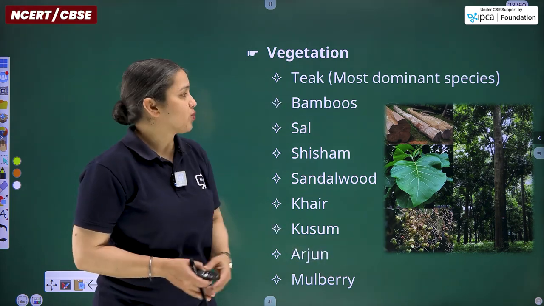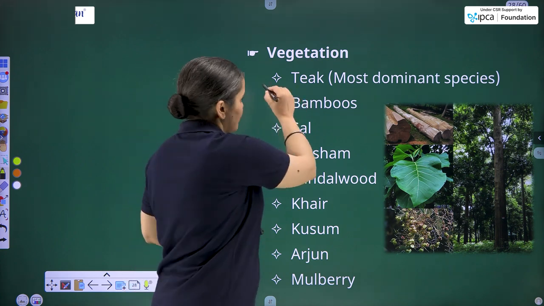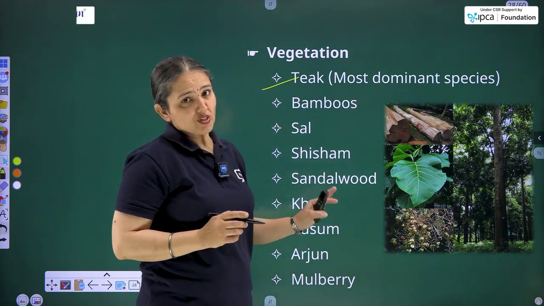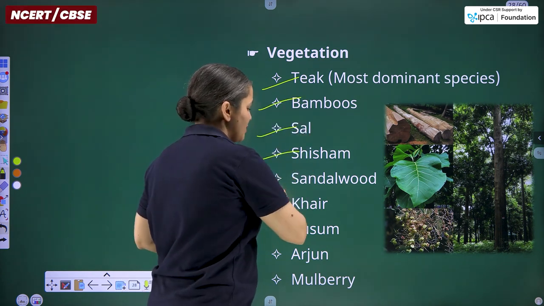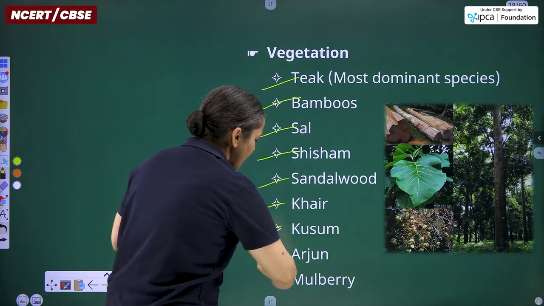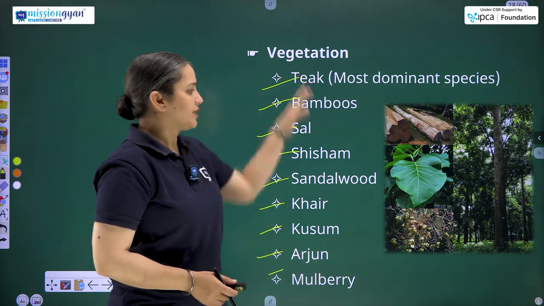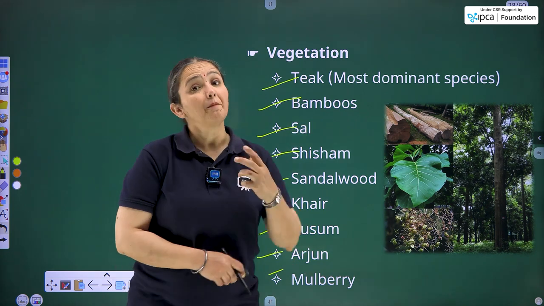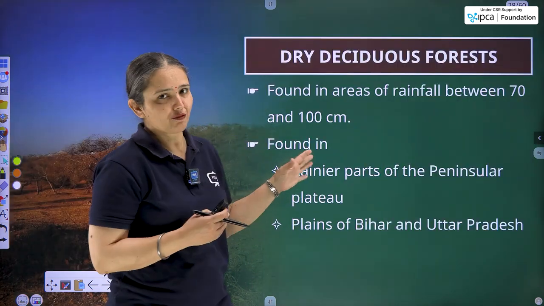Now, the vegetation variety of these moist deciduous forests. So, teak is the most dominant species of trees found in these moist deciduous forests. Then comes bamboos, sal, shisham, sandalwood, kher, kusum, arjun and mulberry. Finally, it's not that only these are found. There are various others, but these are the major trees that are found in common in such kind of forest.